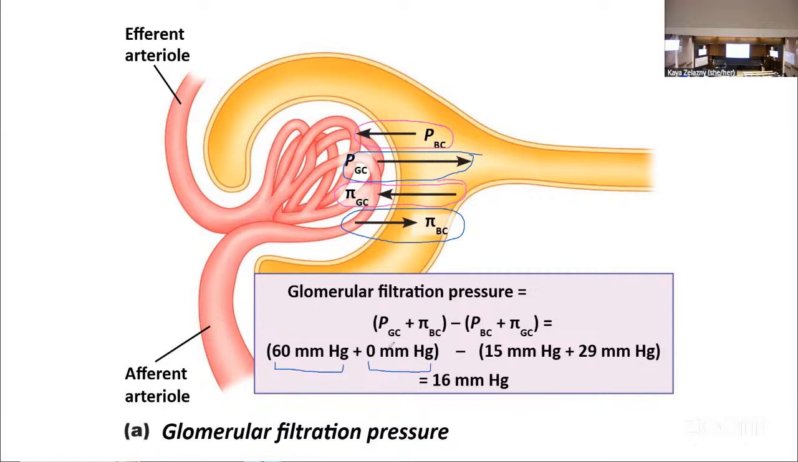All right, so 60 minus 15, and we could distribute this negative, so also minus 29, is going to give us a total of 16 millimeters of mercury as our typical glomerular filtration pressure, which we will see abbreviated as GFP sometimes. Okay, so that's our typical glomerular filtration pressure, resulting in our kind of baseline amounts of filtration and therefore baseline amounts of urine production.